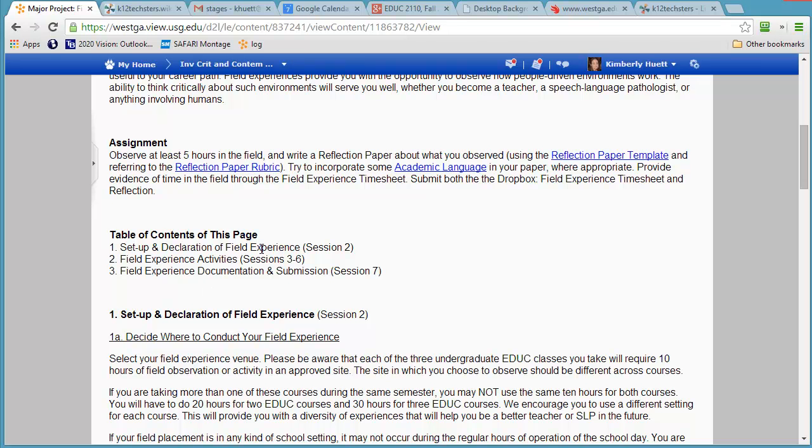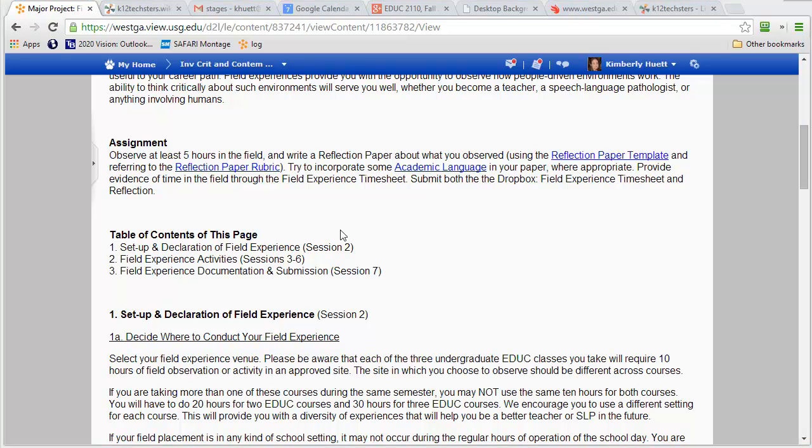So in session 2, you want to figure out where you're going to do your 5 hours, and you want to declare your field experience. You want to tell me what your field experience is going to be. So you're going to do some thinking, maybe make some phone calls, maybe do some research, and then you're going to pick a place to do your field experience. And then you're going to try to set up that first field experience appointment where you get to go and observe. Okay? During sessions 3 through 6, you can be working on those field experience activities.